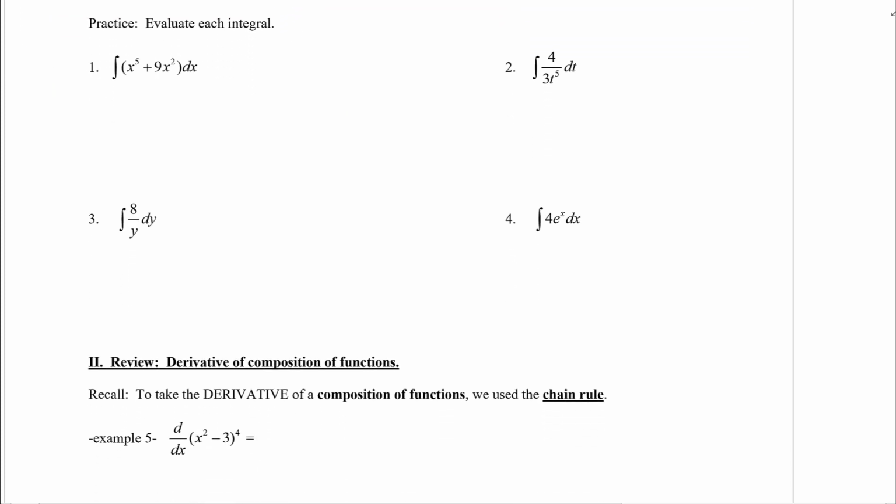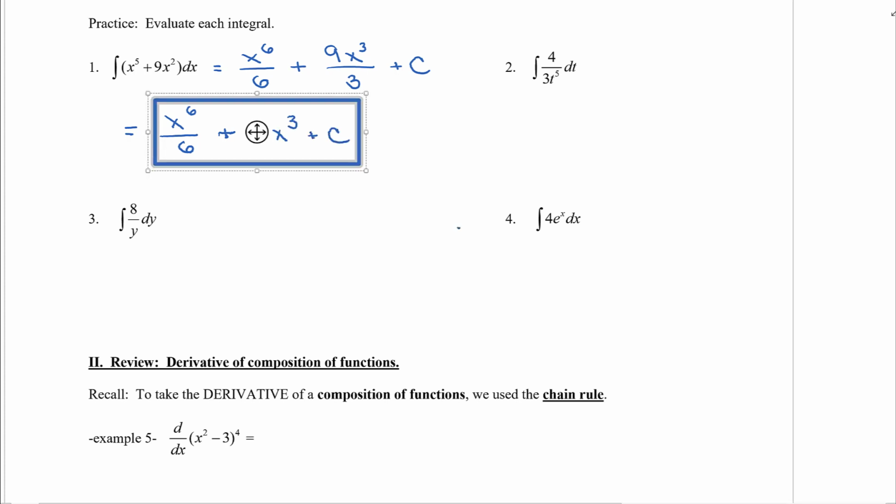All right, practice, evaluate each integral. Number 1, the integral of, we're going to open up a set of parentheses there, x raised to the 5th power plus 9x squared, close the parentheses, dx. So we're going to start off here using our power rule. So that's going to be x to the 6 over 6 plus 9x cubed over 3 plus c. We can simplify this a little bit. So this is going to be equal to x to the 6 over 6 plus 3x raised to the 3rd power plus c, and we will box that in.